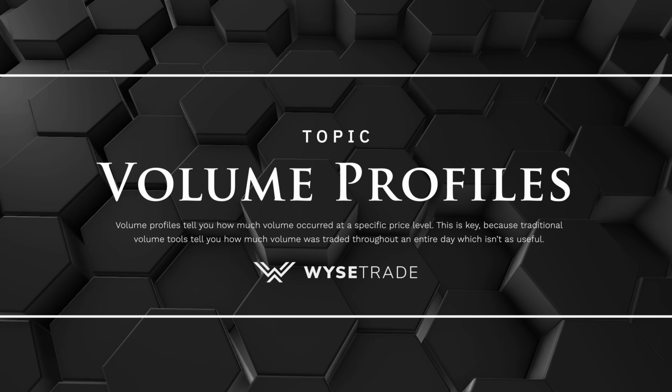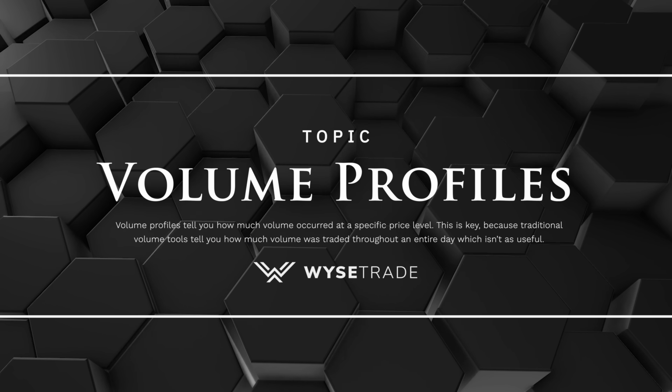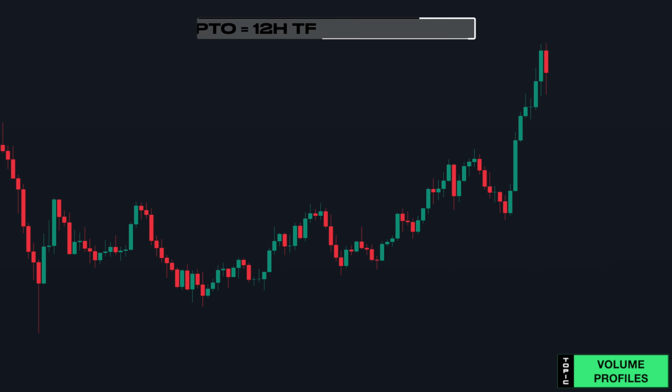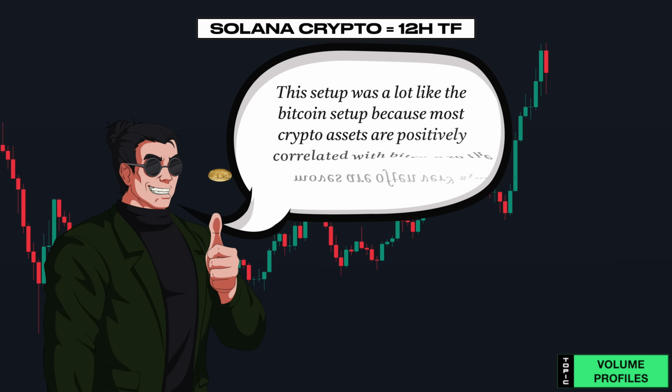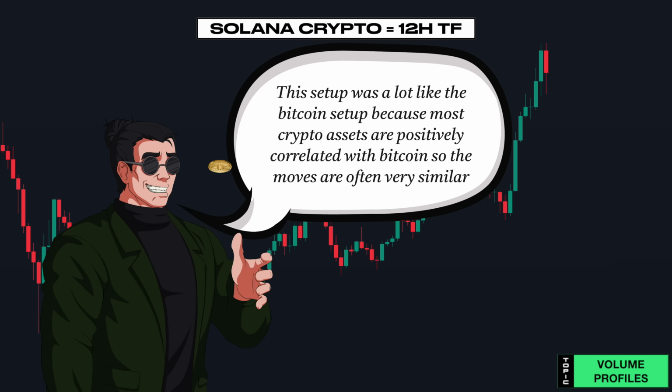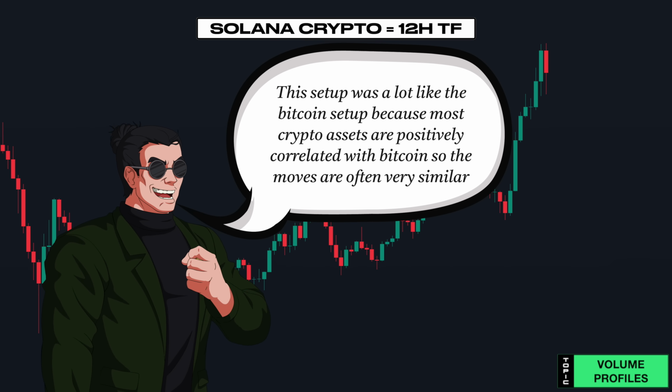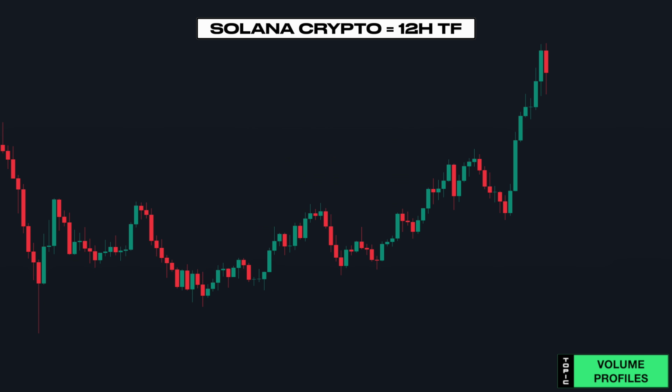Moving on to the next volume tool, volume profiles. This is the Solana crypto trade we took, and we are on the 12-hour time frame. This setup was a lot like the Bitcoin setup because most crypto assets are positively correlated with Bitcoin, so the moves are often very similar. You have a moving uptrend, so you want to trade with the trend.